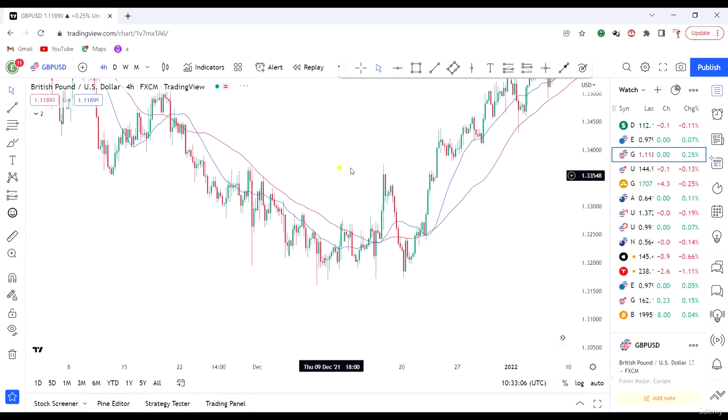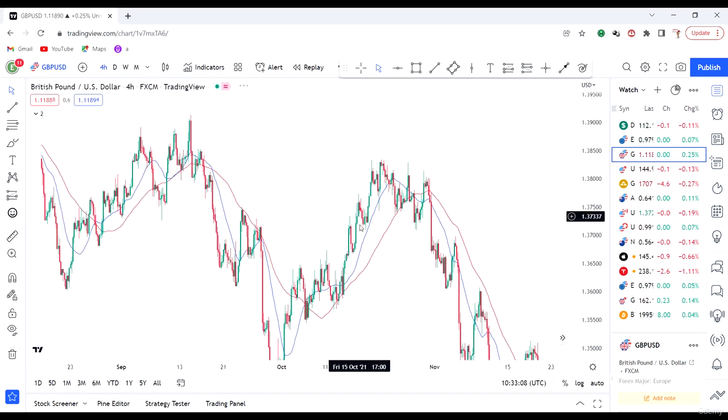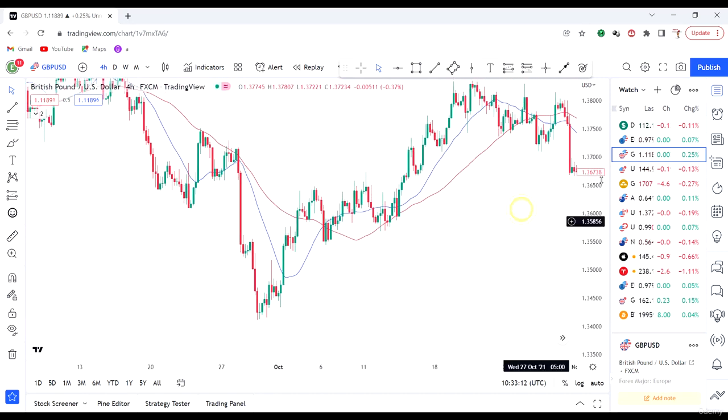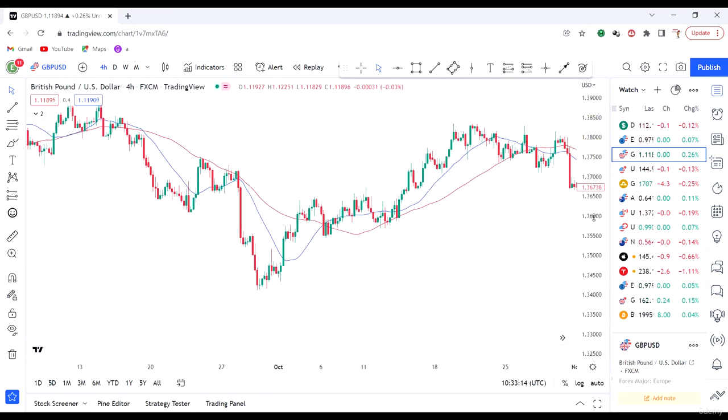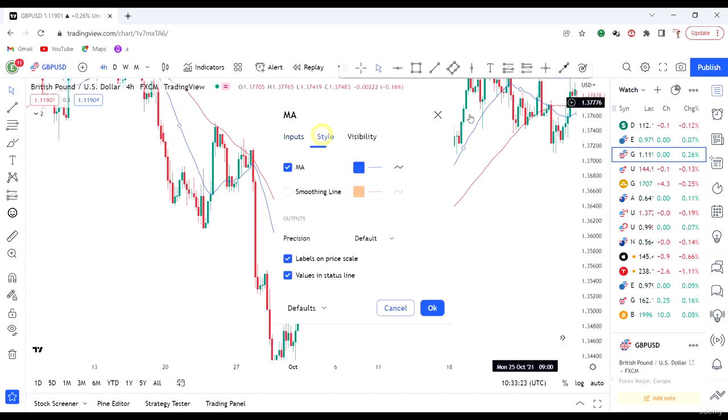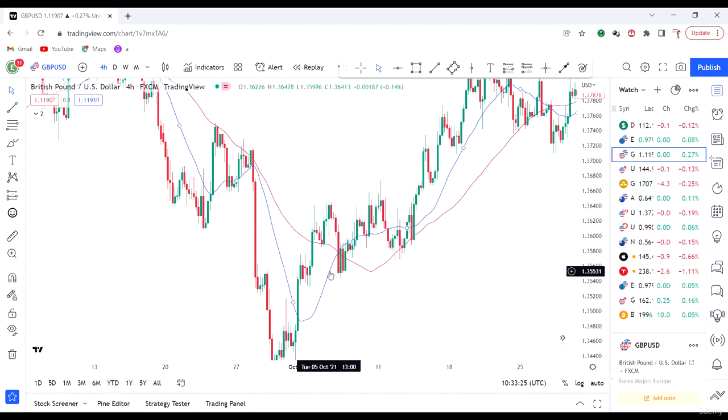And some people tend to use the cross of moving averages. So there are a lot of strategies that you can create, that you can follow with the moving average. For example, some would say that whenever the 20 period moving average crosses above the 50 period, okay, we buy. So some traders might buy.